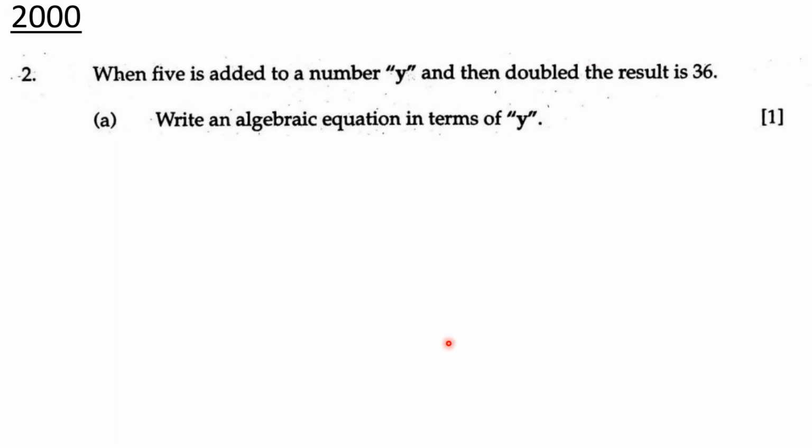We have a question from the year 2000. When 5 is added to a number y, let's call that number y, and then doubled, the result is 36. Write an algebraic equation in terms of y. So we have 5 added to a number y. So we have to add 5 and y. So 5 plus y, and then we're going to double it. So 2 multiplied by the quantity. Make sure I put it in brackets.